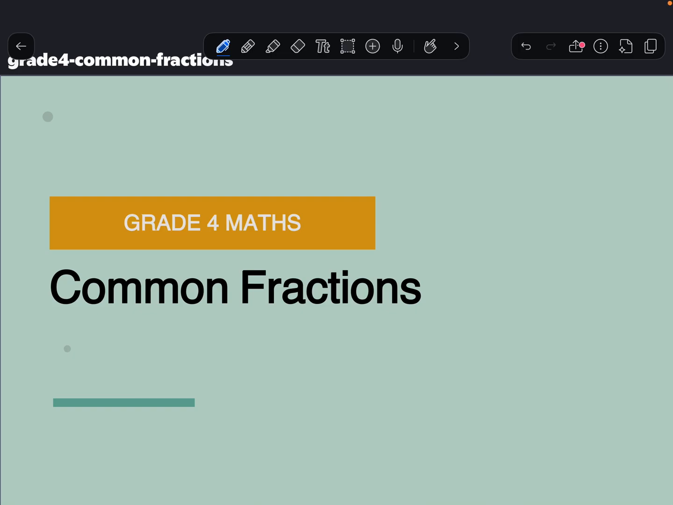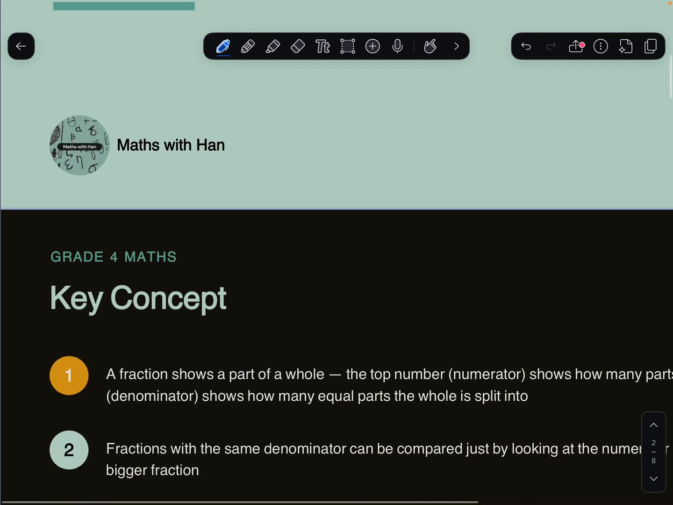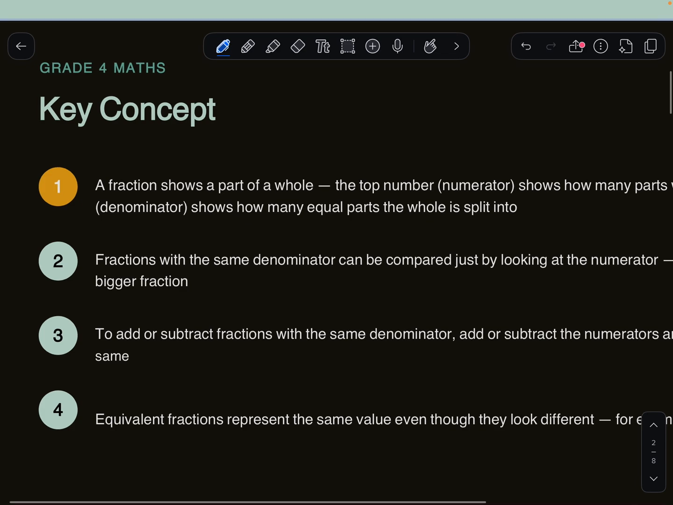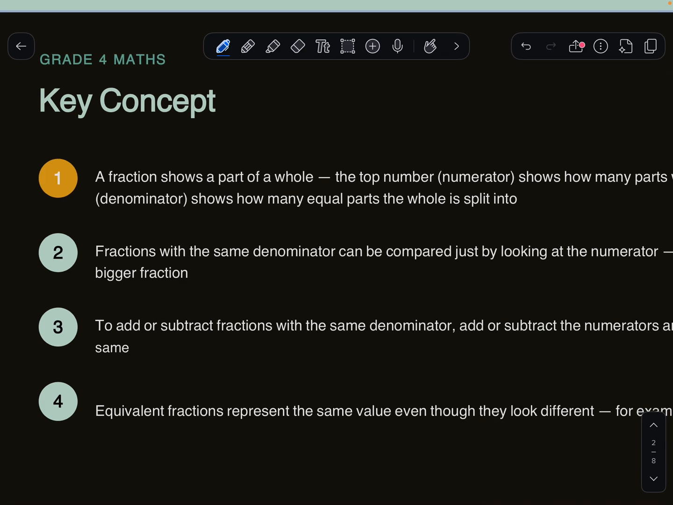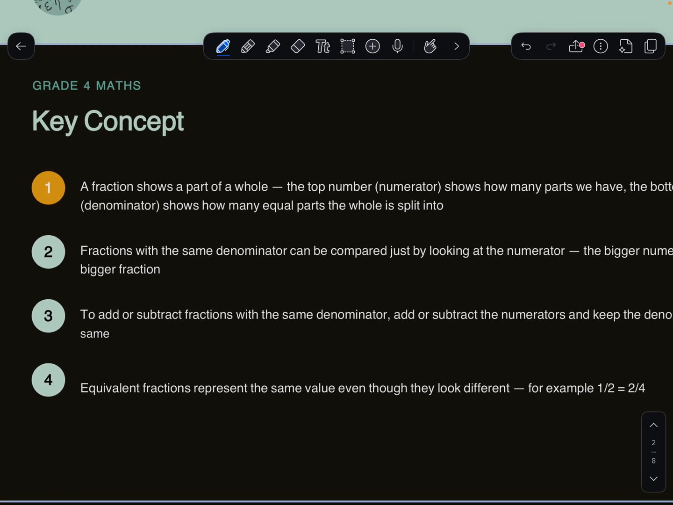Everyone, this is a grade 4 maths video about common fractions. So let's jump straight into it. What we need to know for common fractions, the key concepts, is a fraction shows a part of a whole.